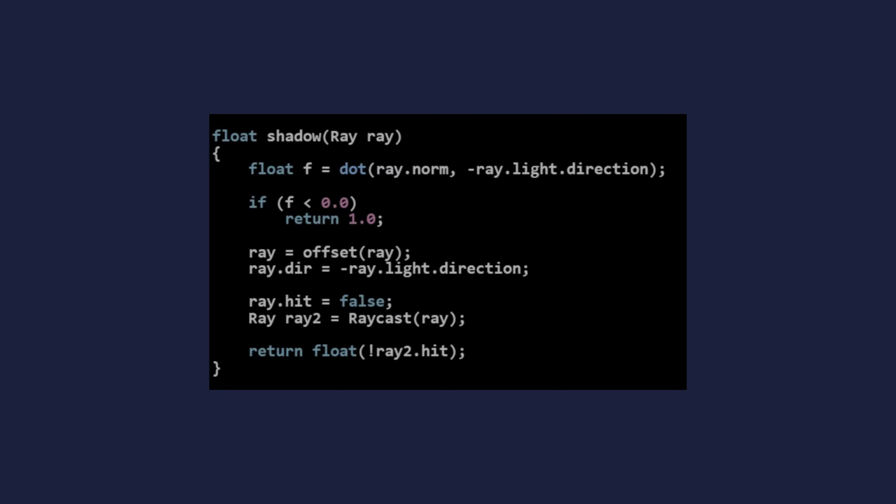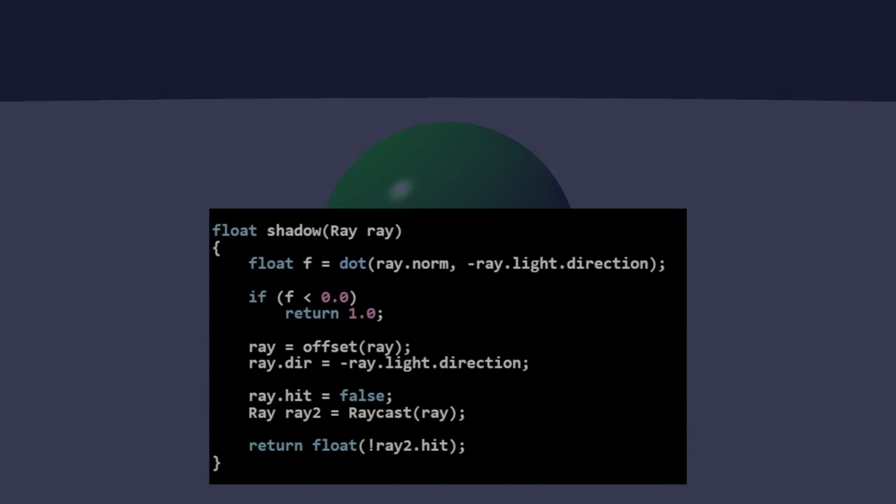The sphere is missing a shadow cast on the plane. We need a function to calculate which pixels are in shadow. First, we check if the normal is facing away from the light direction. If it is, we don't need to calculate the shadow, because we already have a diffuse shadow. Then we offset the ray by a small amount to prevent it from intersecting with the same surface point. After that, we cast the ray towards the light source. There is a shadow if it hits something.